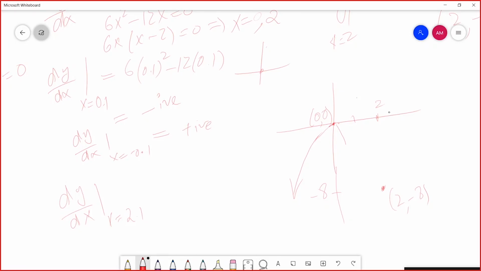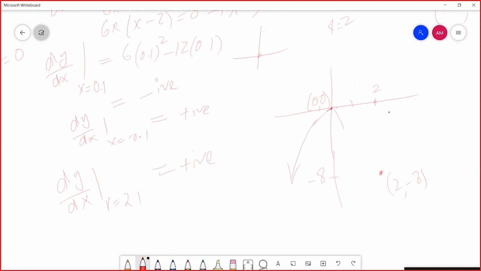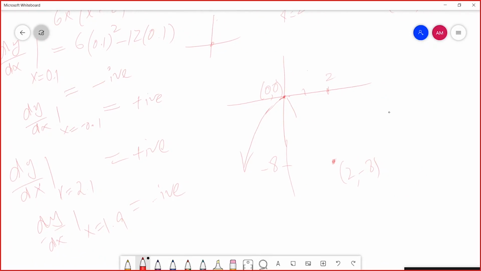At 2.1 it would be positive, and at x is equal to 1.9, dy upon dx would be negative. So it means we have positive on one side and negative on the other, so it would be something like this. Do you see this?